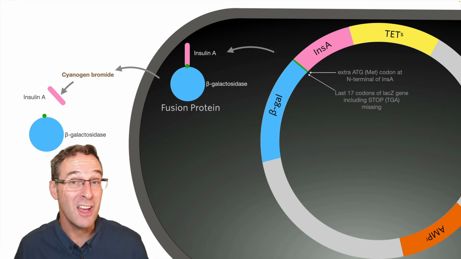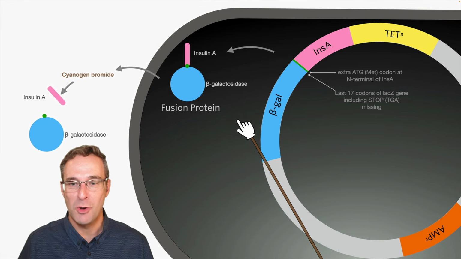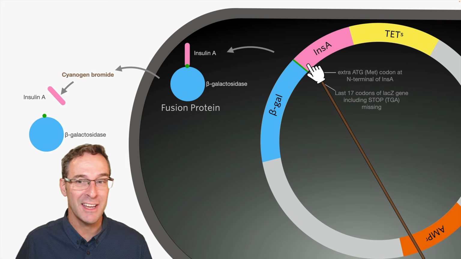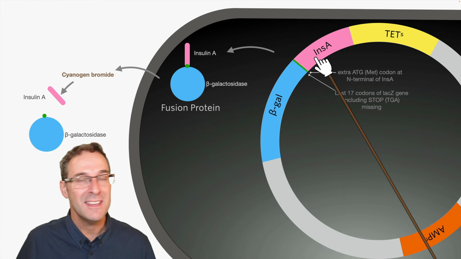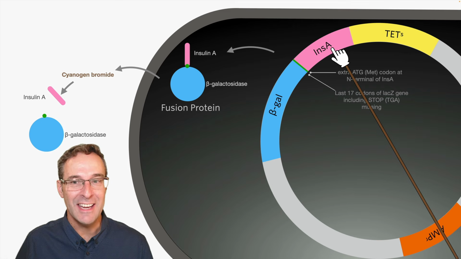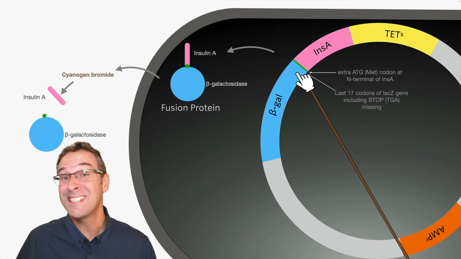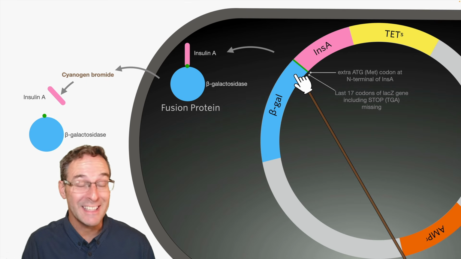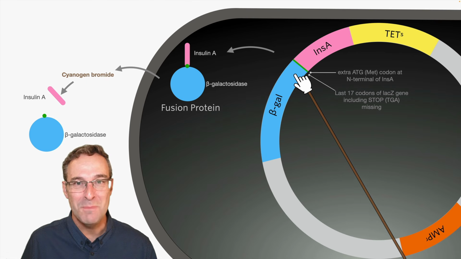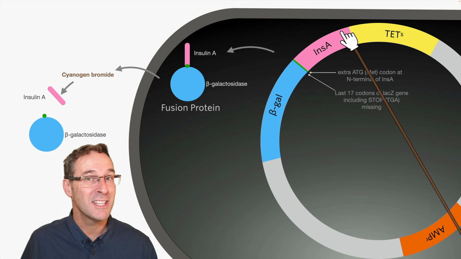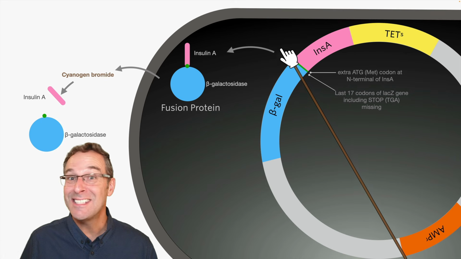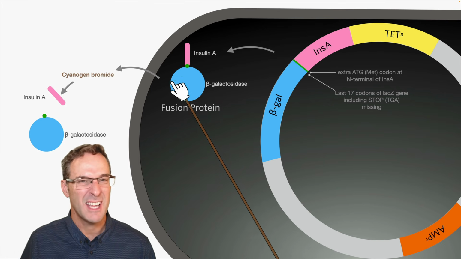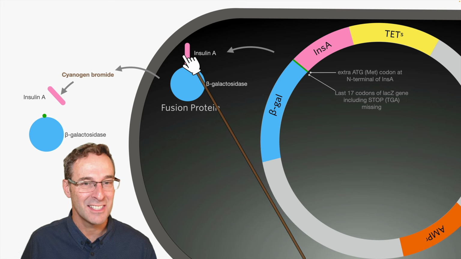This is a summary of what we've just been looking at. Here, of course, is our plasmid with these two important genes, the beta-galactosidase gene, followed immediately by the insulin A chain gene. And as we've already said, the last 17 codons of the beta-galactosidase gene are missing. And most importantly, the stop codon is missing, which means that it all gets transcribed and translated as a single polypeptide chain, giving us this fusion protein that has both the beta-galactosidase and insulin A.